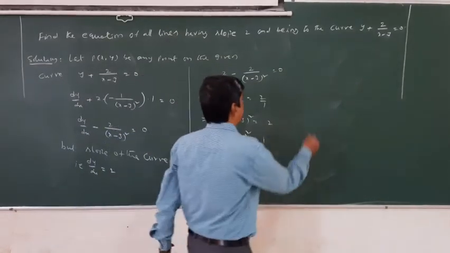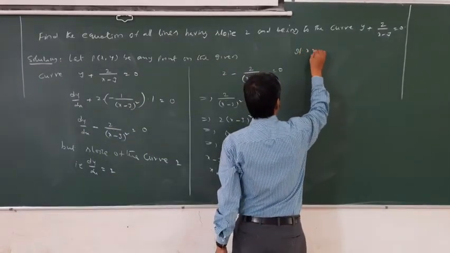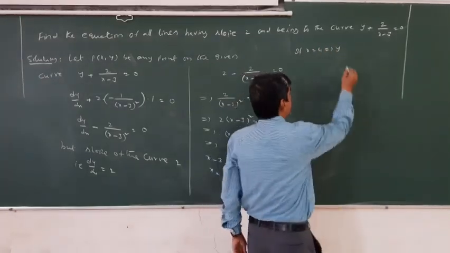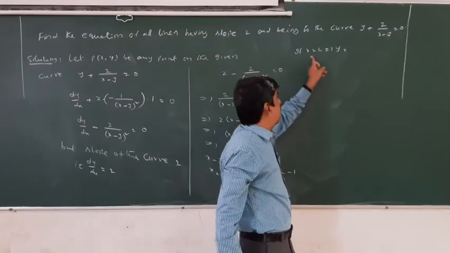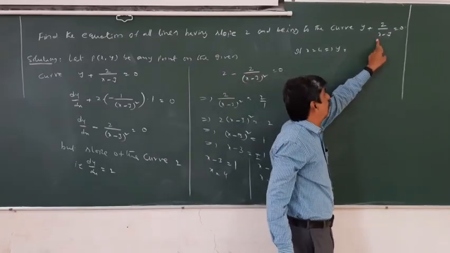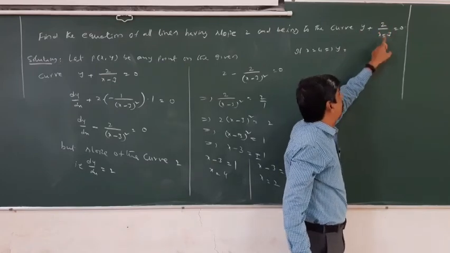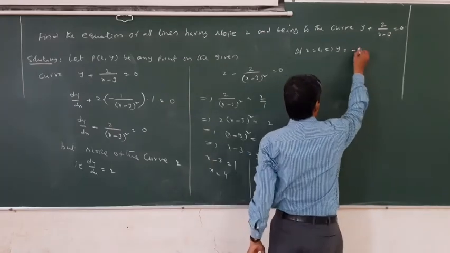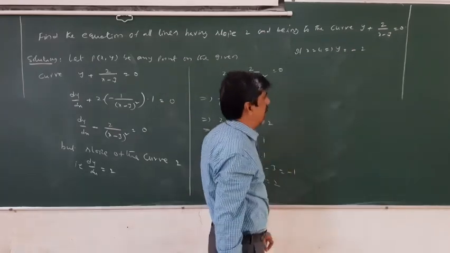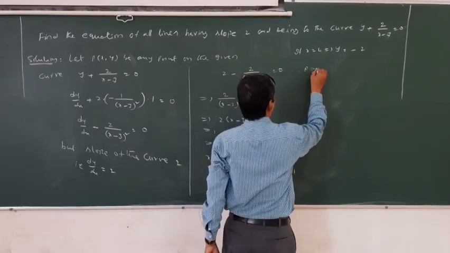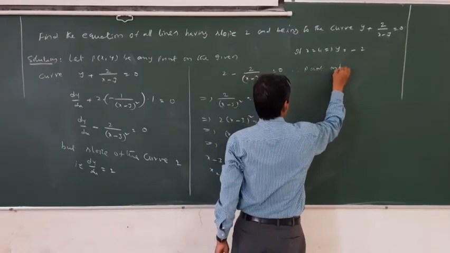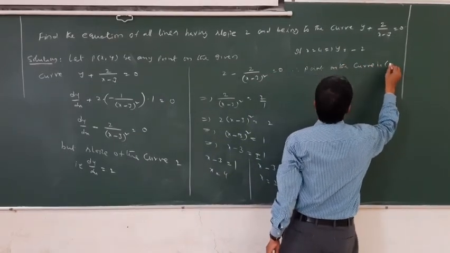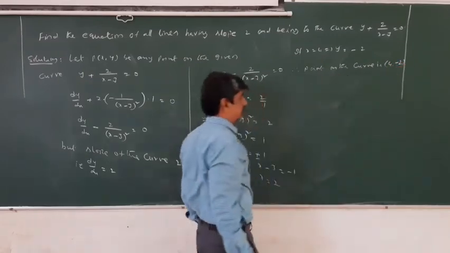If x is equal to 4, then y is equal to, substitute the x value here, 4. So y plus 2 by 4 minus 3, which is 1. 2 by 1 means 2. Y plus 2 is equal to 0. Then y is equal to how much? Minus 2. Therefore the point on the curve is 4 comma minus 2.